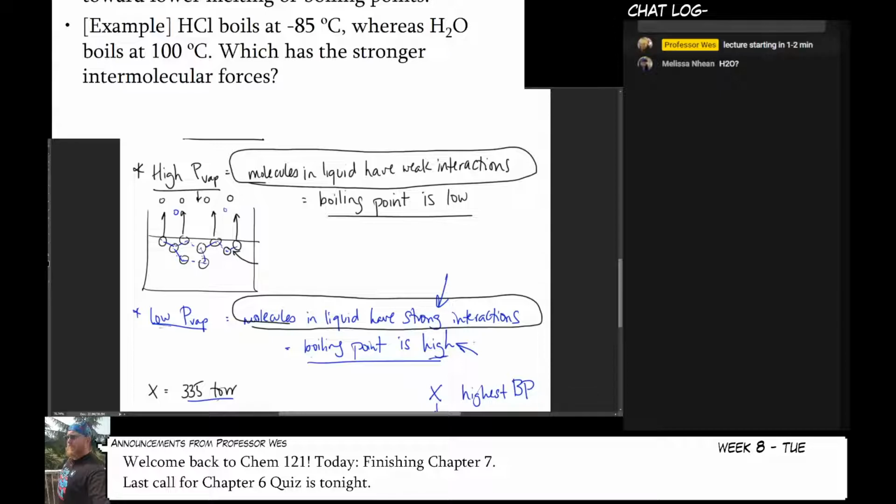And so that's easy enough. We're just comparing two numbers. So which is bigger, 100 or negative 85? Well, clearly it's 100, right? So that liquid must have the stronger intermolecular forces.